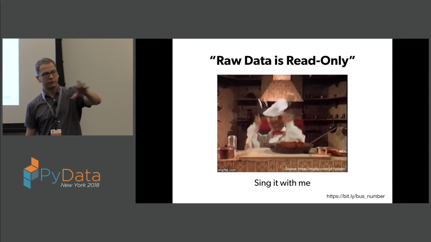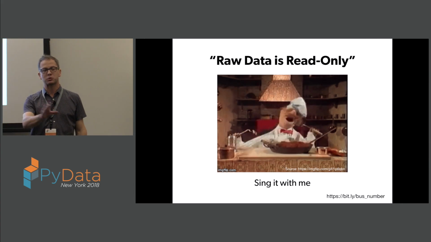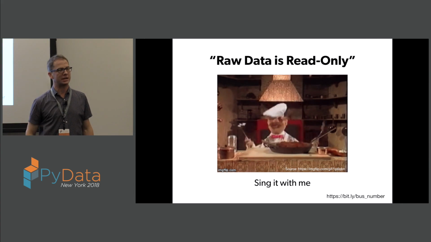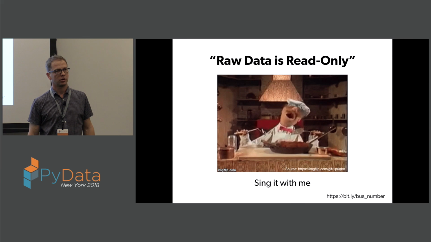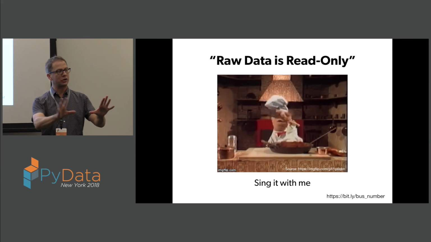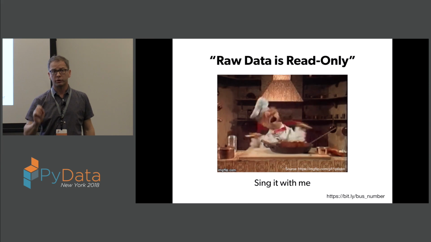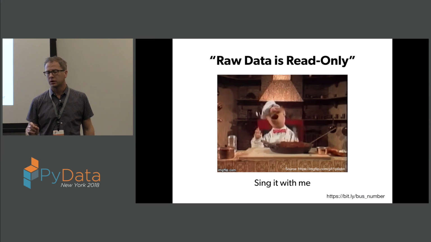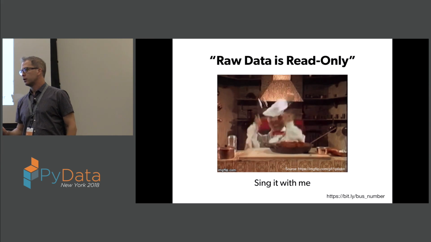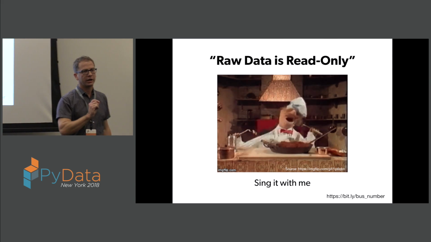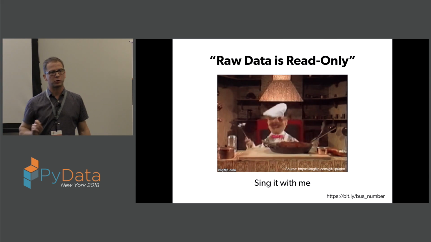How many people in this room, if you did an analysis 6 months ago, could tell me if the upstream data sources changed? What if that CSV file that you depend on was modified upstream? Will you notice that? Don't modify your raw data. What should you do with your raw data instead?